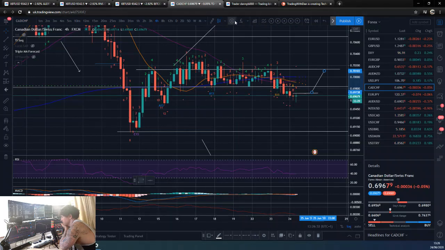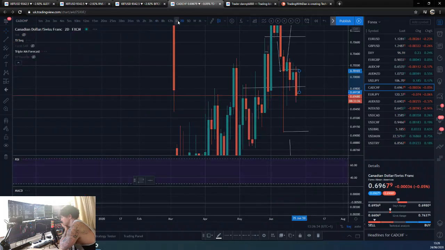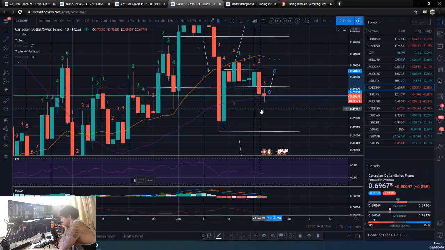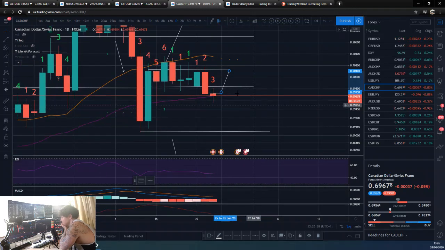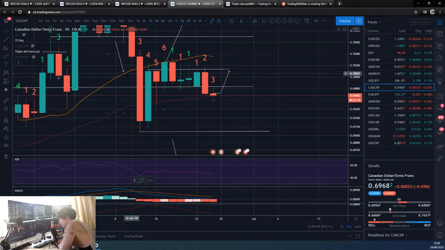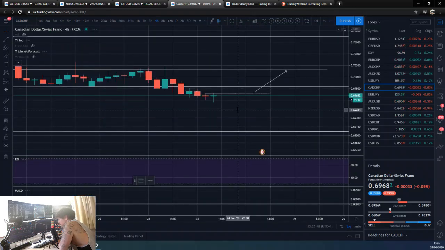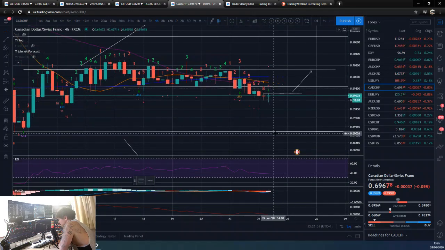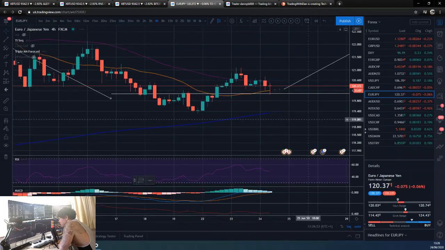Let's have a look at it on the daily now that we've drawn this in. Yeah, it looks reasonable to me. It looks reasonable on the daily as well. So we'll see what happens there. Obviously we've got the level that we're looking at, which we're basically nearly at. So yeah, interesting 4-hour trade there.